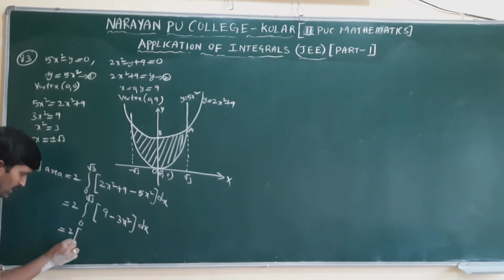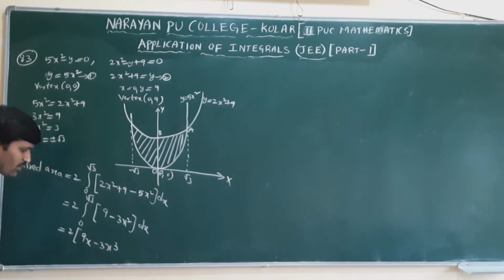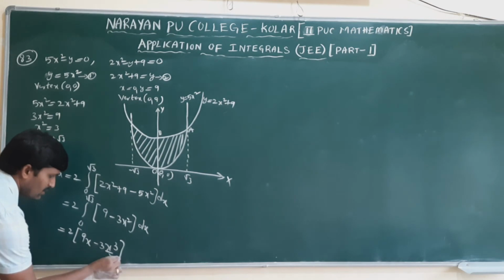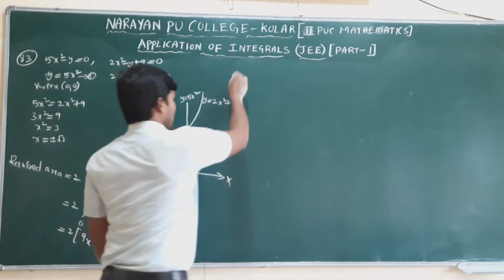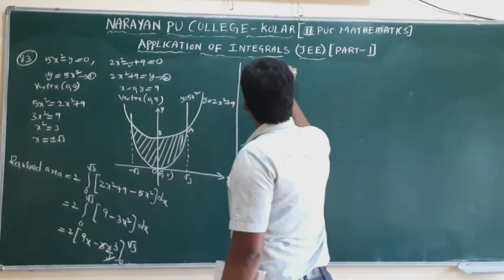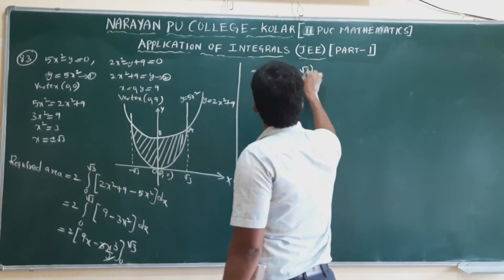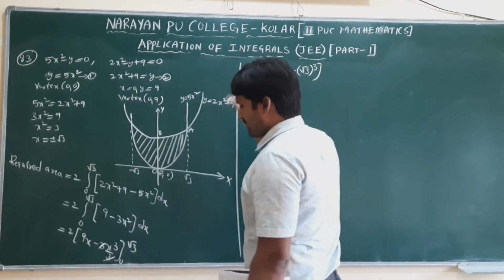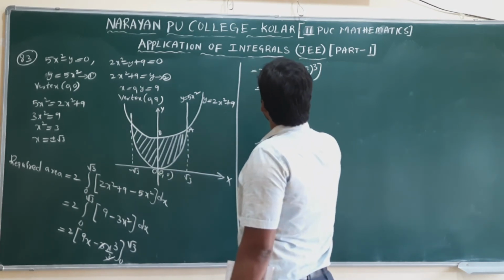Integrate now. Integral of 9 is 9x. Integral of 3 into x square is x cube by 3, from 0 to root 3. The 3 cancels. Now 2 into, substitute the upper limit, 9 root 3 minus root 3 whole cube. For the lower limit, both values become 0, leave it. 2 into 9 root 3.